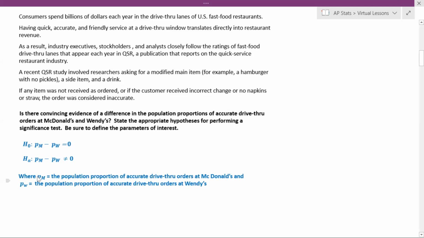So here, P sub M is the population proportion of accurate drive-through orders at McDonald's, and P sub W is the population proportion of accurate drive-through orders at Wendy's. Notice we use the population proportion P and not a sample proportion P hat as our notation for this one.